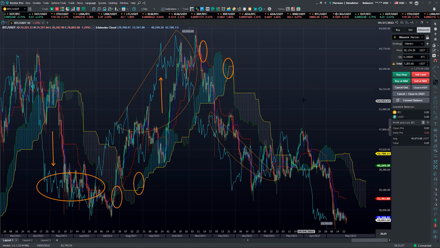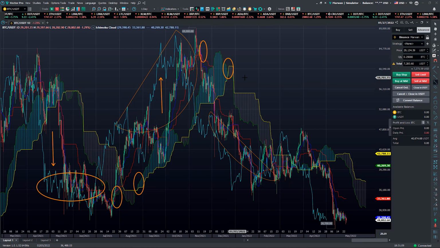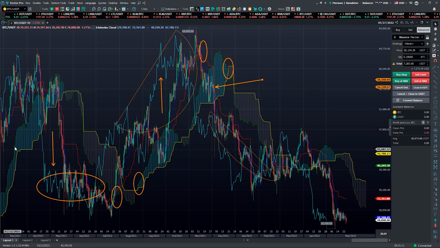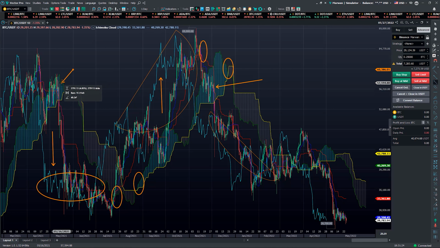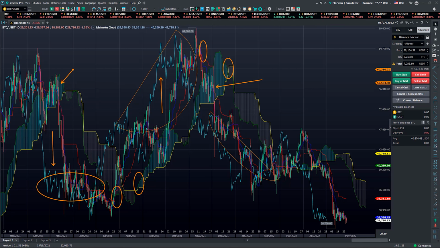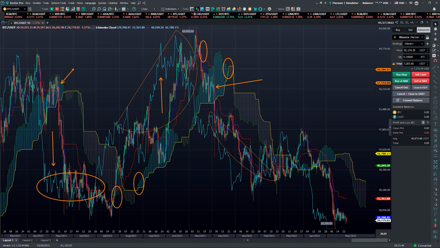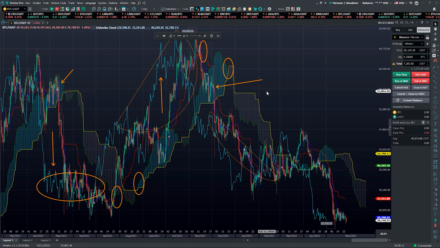If the price is fluctuating in the middle of the cloud, like here for example, or here, for example, it could mean that we're facing a moment where traders are indecisive, so they're not really sure whether they should buy or sell. Essentially, we have a sideways market situation, so you do not trade when the price action is within the cloud. At any time, we can hover over our indicator.